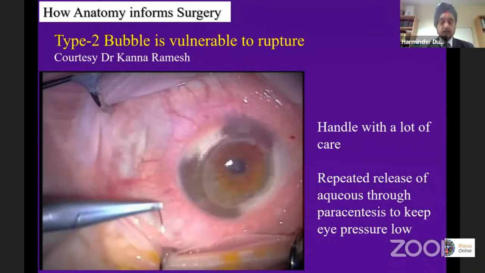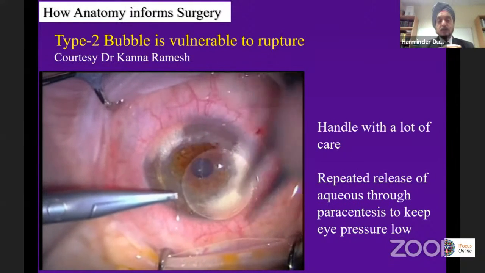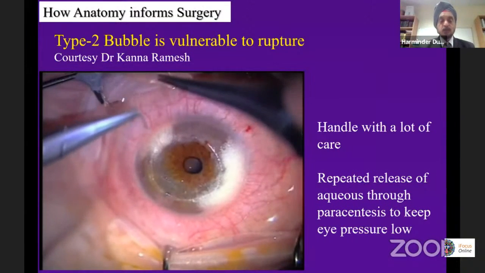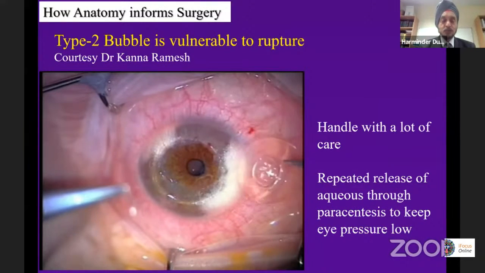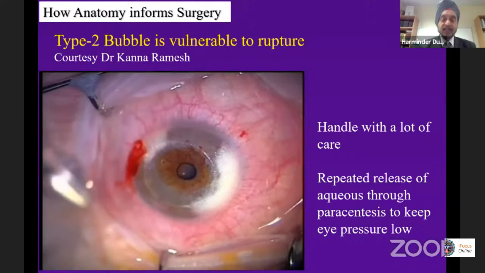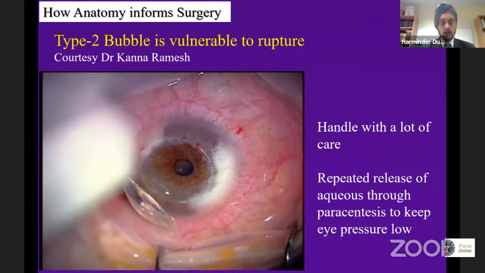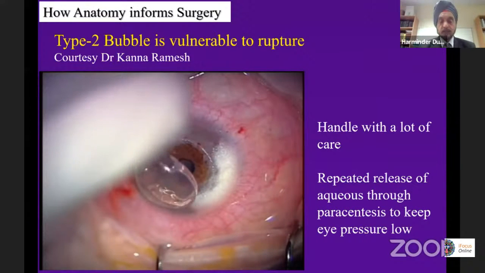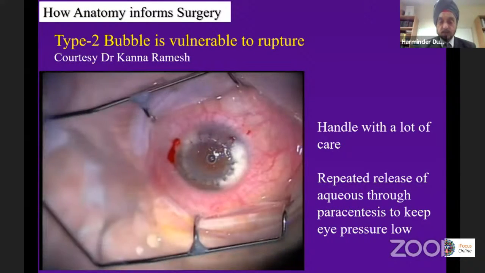Look at this here now, right? Kana Ramesh sent this video to me. He just completed the DALK, he put the tissue on the top and moved the eye, and the whole thing burst. So don't manipulate the eye too much if you've got a type 2 bubble. Now that we know, we can safely do a DALK in all these situations of type 2 bubbles and get a good result. But we never understood why some of them burst and some didn't burst, but there's your reason.